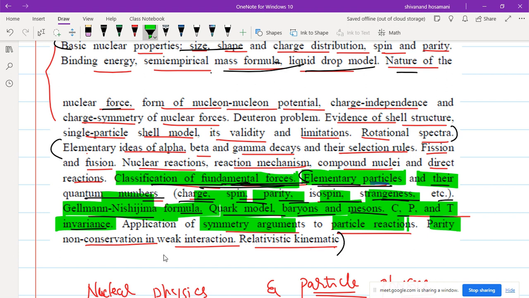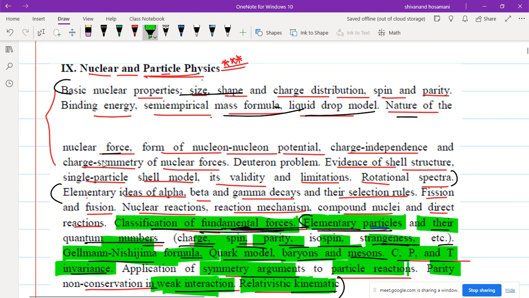Relativistic kinematics I will look at later. Now I started with the nuclear part. I have covered basic nuclear properties like size, shape, charge distribution, spin, and parity. Spin and parity I have already covered in the same part. Binding energy I have done.